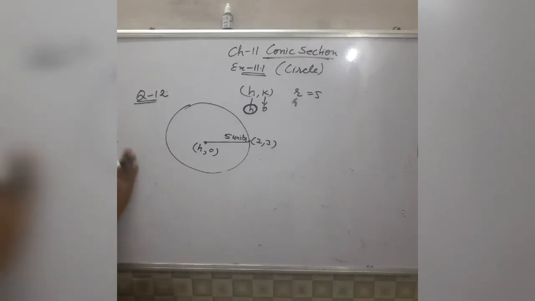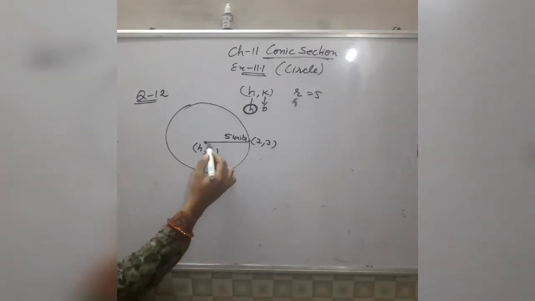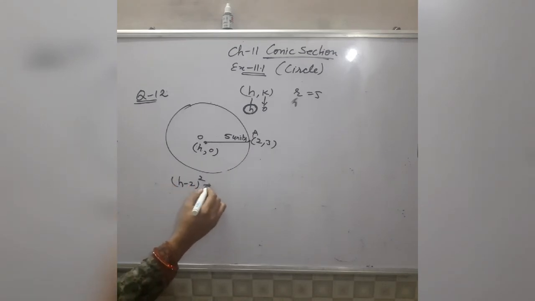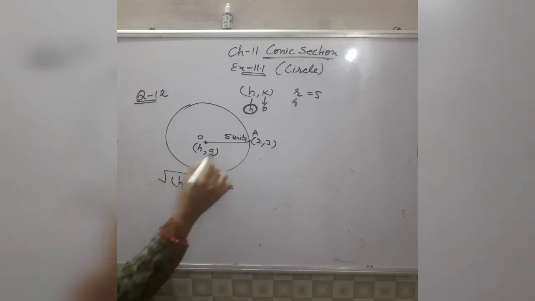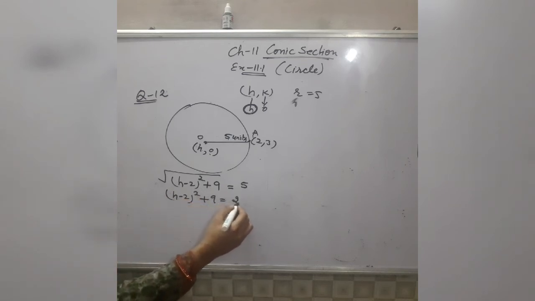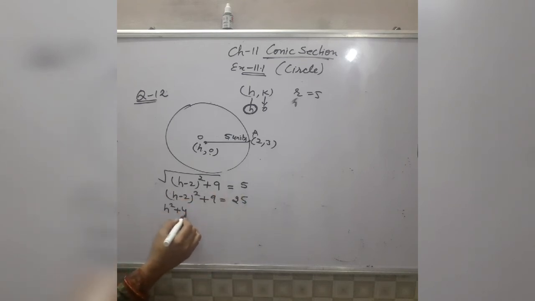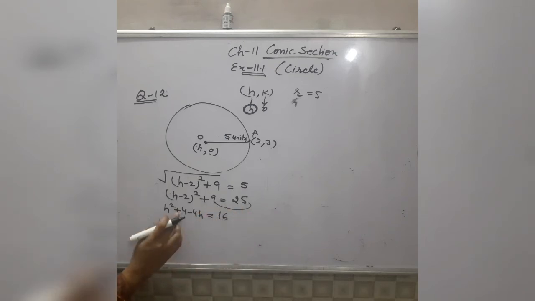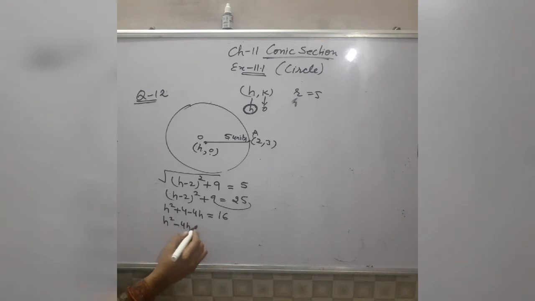Now see how you will find h. For finding h, take this distance OA by using the distance formula: root of (h minus 2) whole square plus (0 minus 3) whole square, which is 9. This is equal to 5. Squaring on both sides, (h minus 2) whole square plus 9 is equal to 25. So h square plus 4 minus 4h is equal to 25 minus 9, which is 16, or h square minus 4h plus 4 minus 16 comes on this side, it becomes minus 12 is equal to 0. Simplify it, it gives you the value of h.